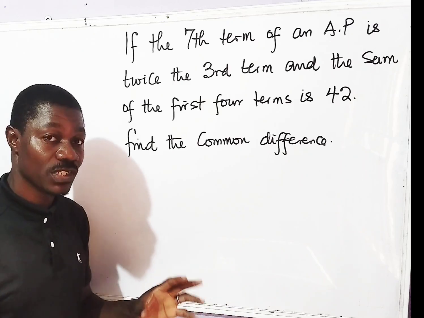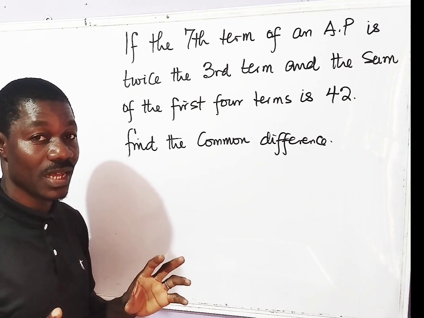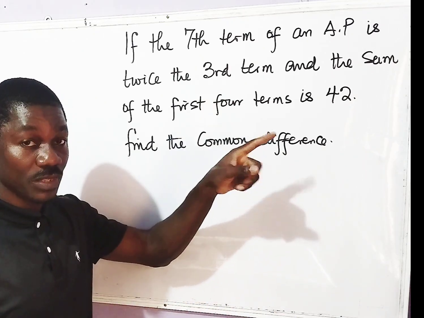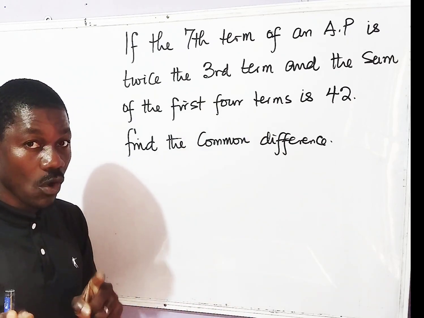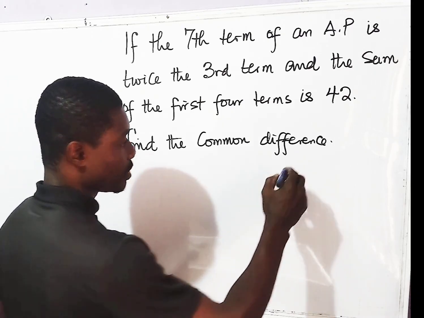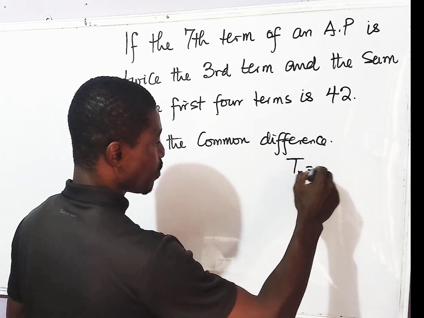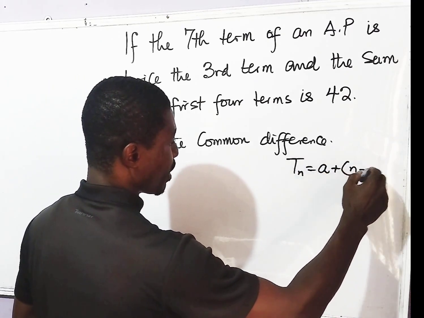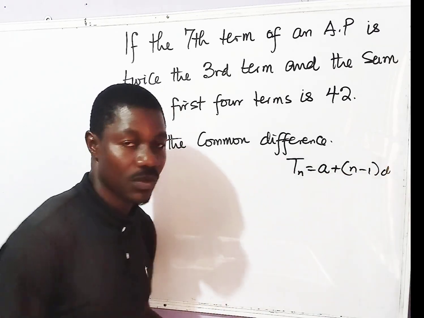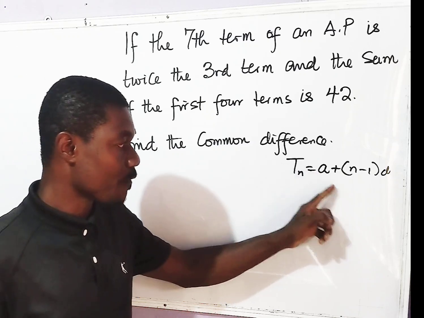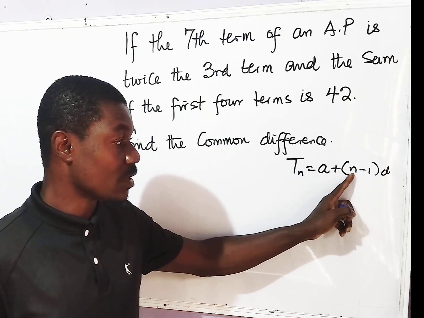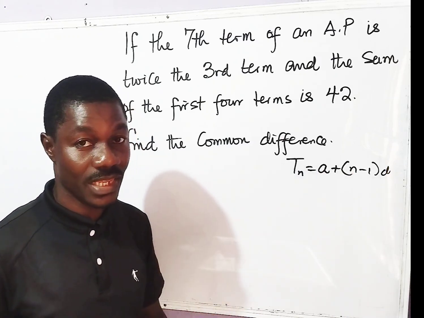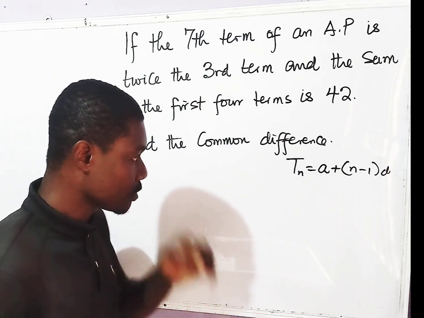Now, first of all, since you recognize that this is a linear sequence or arithmetic progression, let us recall the formula. It's giving us Tn equals A plus n minus 1 d, where A is the first term, n is the number of terms, and d here is the common difference.